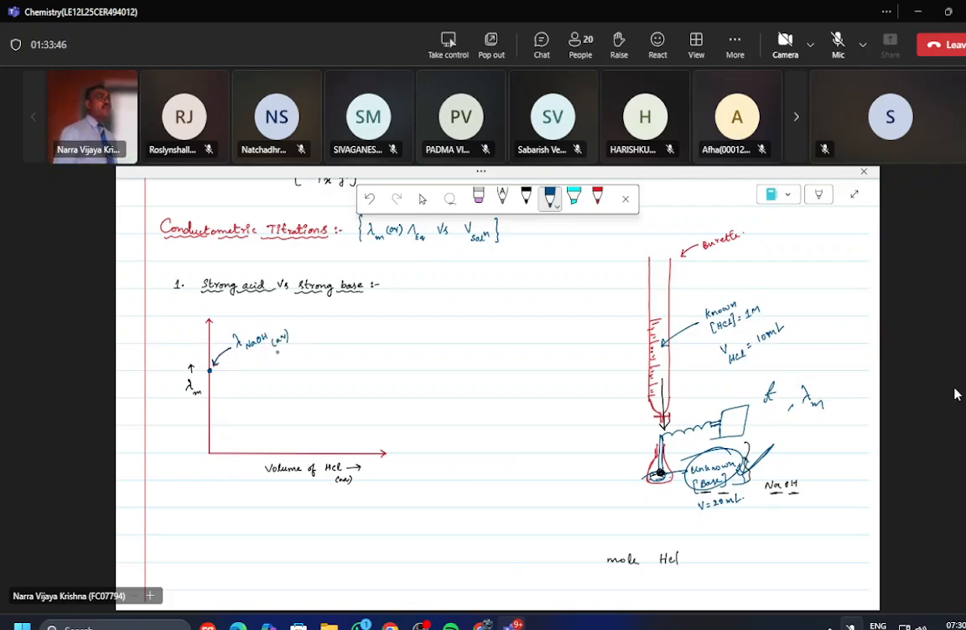Now I am adding HCl from outside. Right? If I add HCl from outside, what happens? Conductance keeps on decreasing up to a certain extent. Correct or not? Any questions in it? So it keeps on decreasing. After a certain point, it started increasing suddenly.